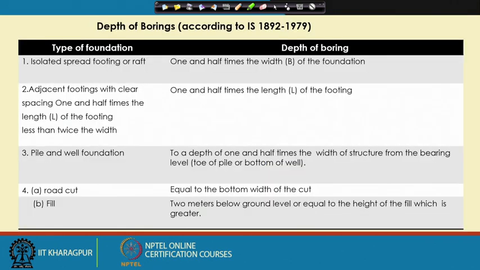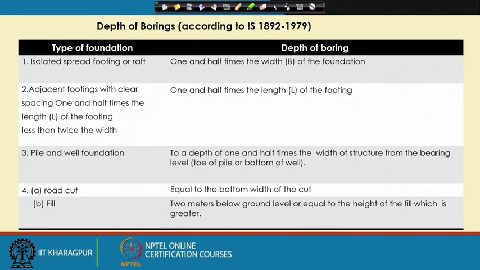But our IS code also recommends the depth of boreholes. This is the IS code recommendation, IS 1892 1979, for isolated footing or raft foundation. Later on I will discuss what is an isolated spread footing, what is a raft, what is a strip footing, all these things. For right now we just see those guidelines.